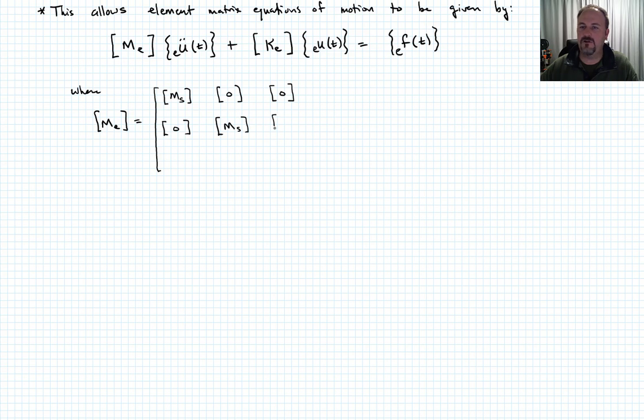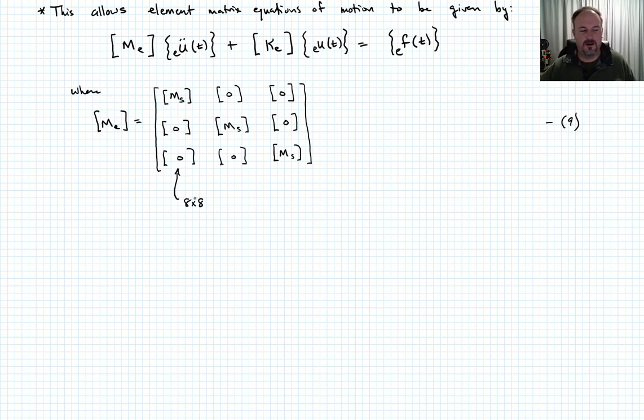And I encourage you to go and convince yourself of this. It's just an algebraic exercise to do it, but it's sort of tedious to do just in a lecture form because there's a lot of terms you have to keep track of. Okay, so we'll call this equation 9. And what can I say? This zero matrix, this is an 8 by 8 submatrix of zeros.